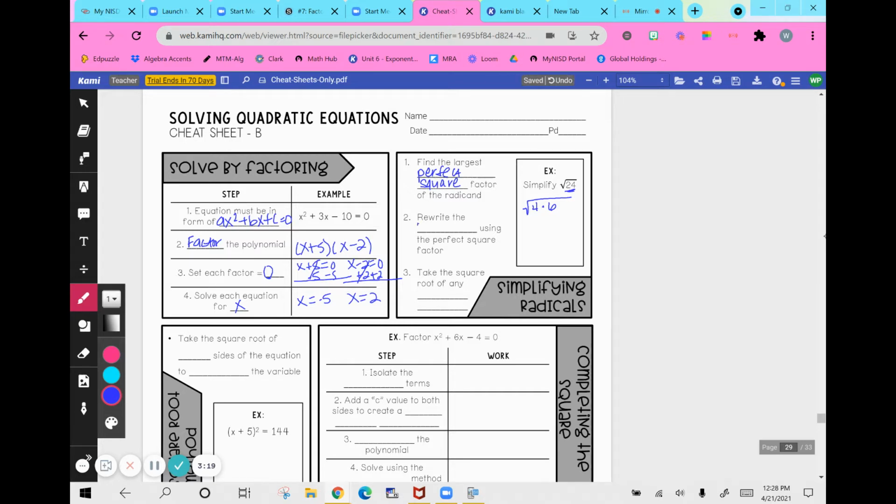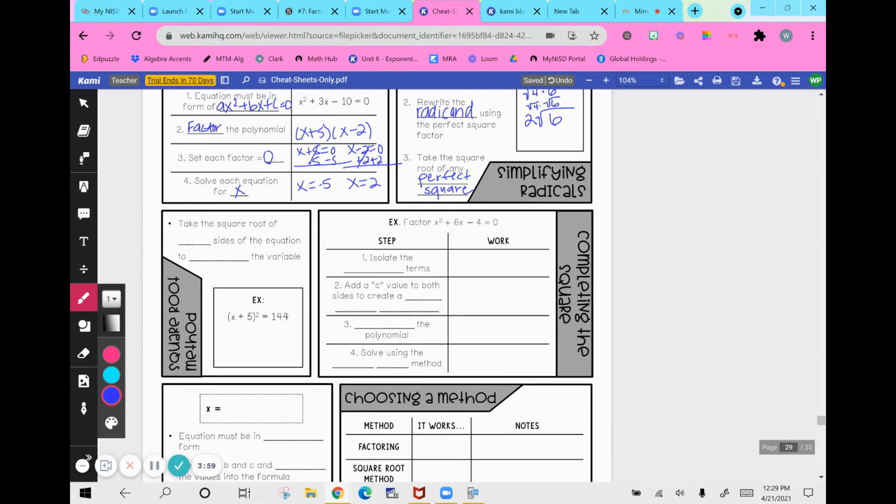So it says rewrite the radicand using the perfect square factor. Take the square root of any perfect square. So we're going to take the square root of 4 because that's a perfect square. So we're going to say 2. We pull that out of the square root symbol, and we're going to leave square root of 6. Okay? Because we can really write that as square root of 4 times the square root of 6. The square root of 4 is 2 times the square root of 6.